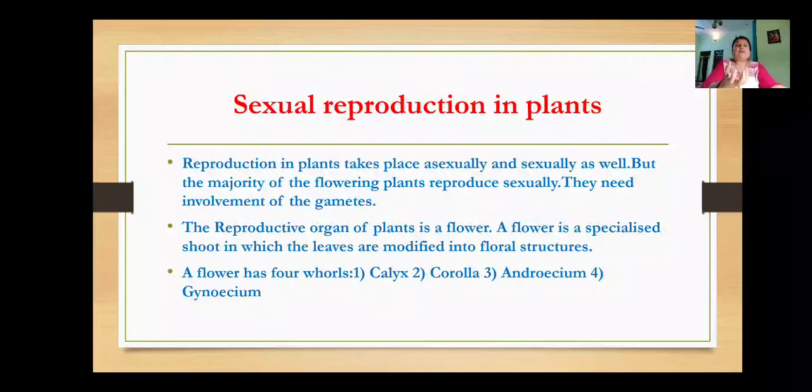Every flower has 4 whorls. Whorls means 4 segments, 4 different structures. The first one is the calyx, that is the sepals. The corolla, that is the petals. Androecium is the male reproductive part of the flower that consists of the anther and the filament. Whereas the gynoecium is the female reproductive part, which consists of the stigma, style and ovary. So these are the 4 different whorls of a flower.